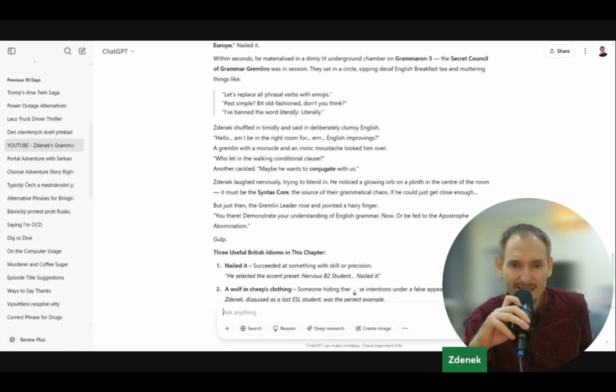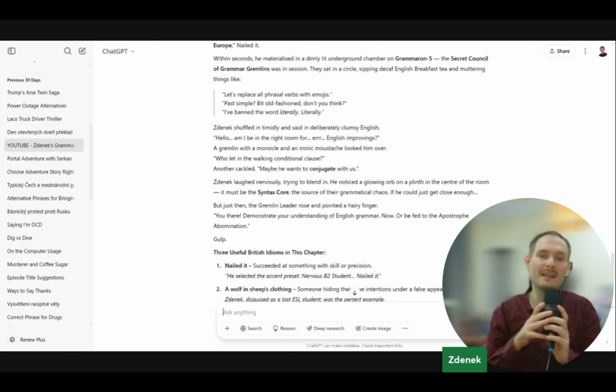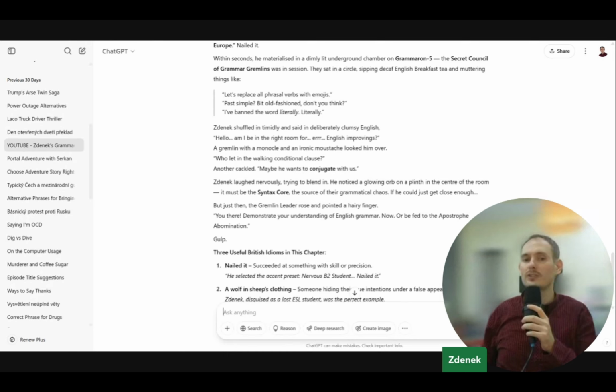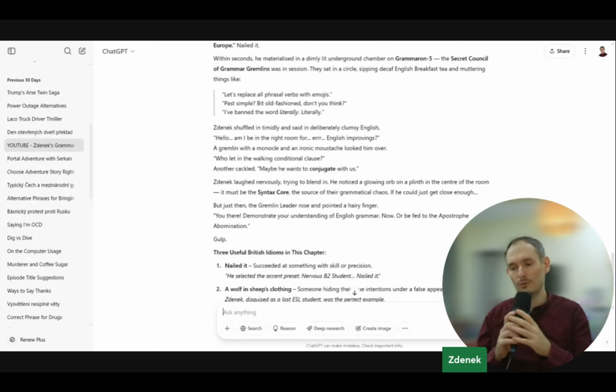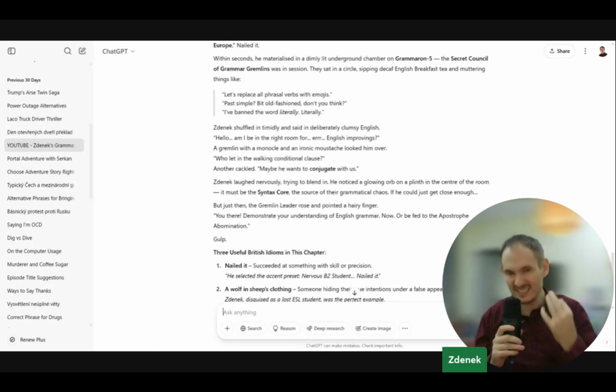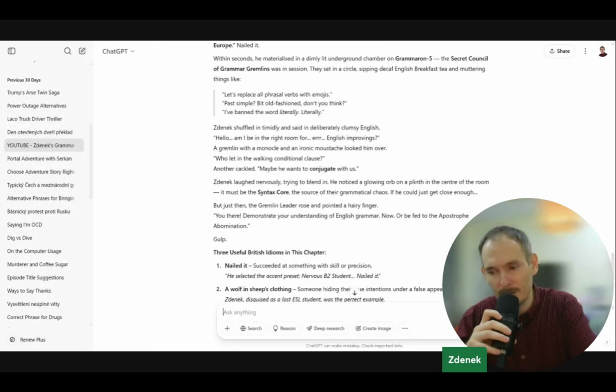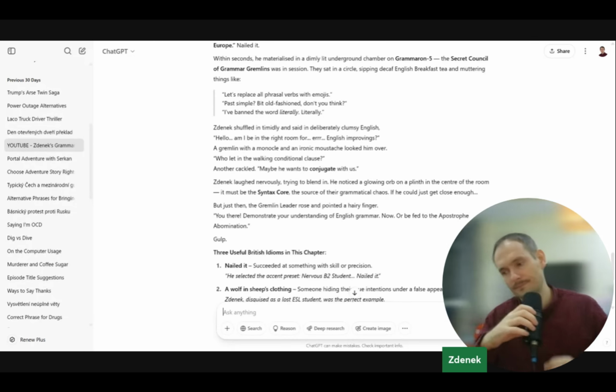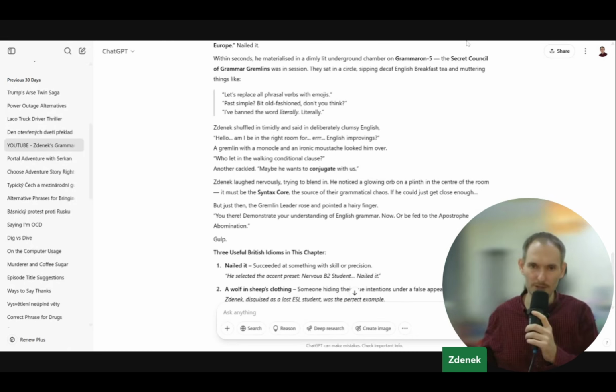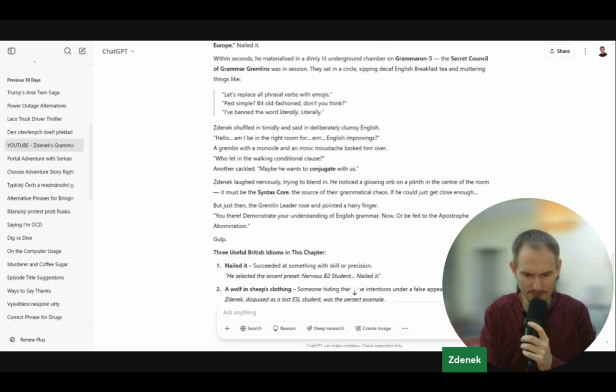Okay. Zdenek laughed nervously, trying to blend in. So if you're trying to blend in, you're sort of trying to do things as other people are doing. He's sort of trying to do as the Romans do, in order to not be noticed, not to stand out like a sore thumb. Let me check that one as well. Stand out like a sore thumb.